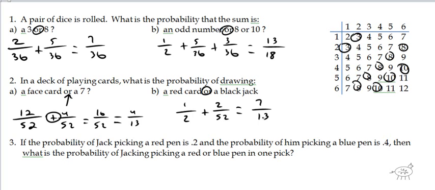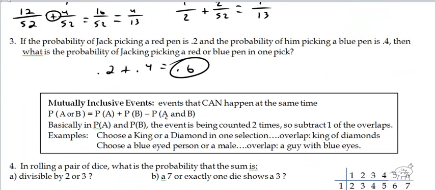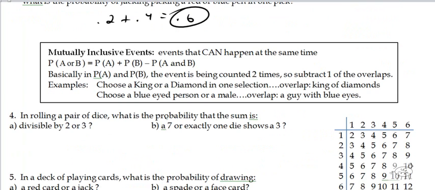Okay, not bad. Number 3, if the probability of Jack picking a red pen is 0.2 and the probability of him picking a blue pen is 0.4, then what is the probability of Jack picking a red or blue pen in one pick? Well, again, they're completely independent events, so you literally just add those together. So it's 0.2 plus 0.4, so we get 0.6. Really, really easy.